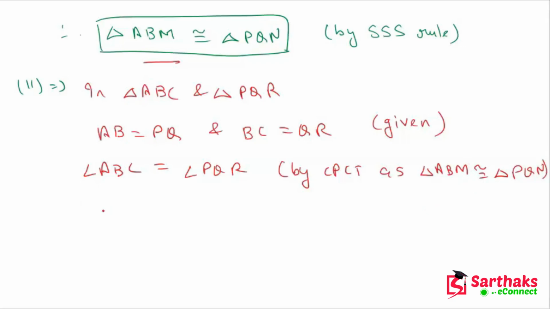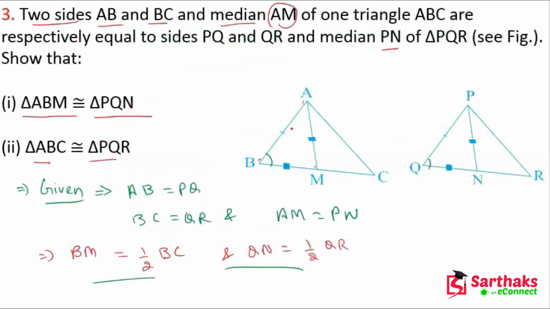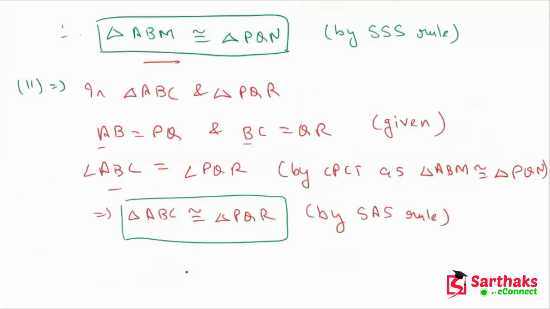Got it? So we can say that, my dear friends, triangle ABC is congruent to triangle PQR by which rule? By the side angle side rule. So now, my dear friends, I hope you understand these things. So we can write this as proof.